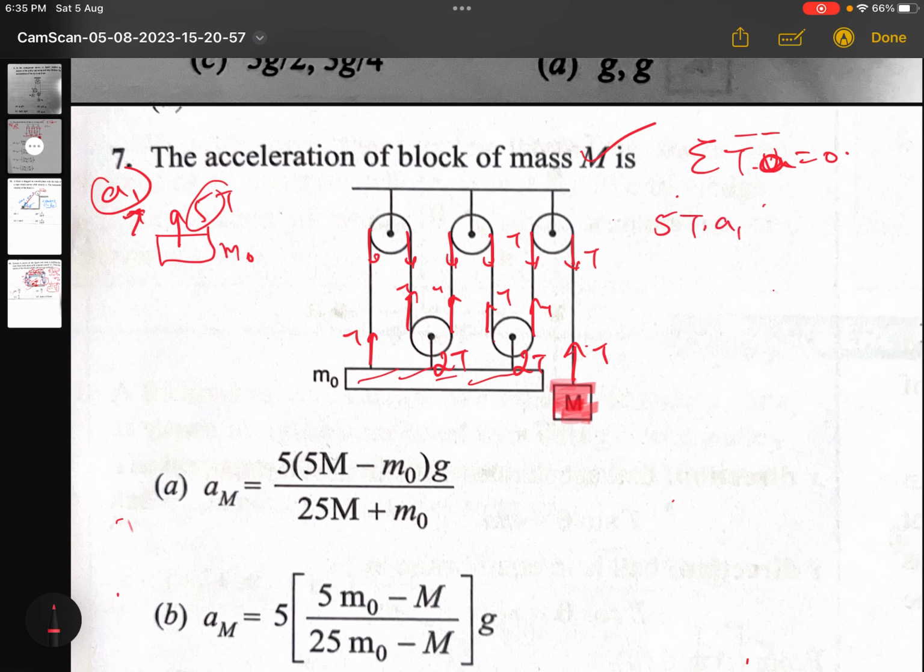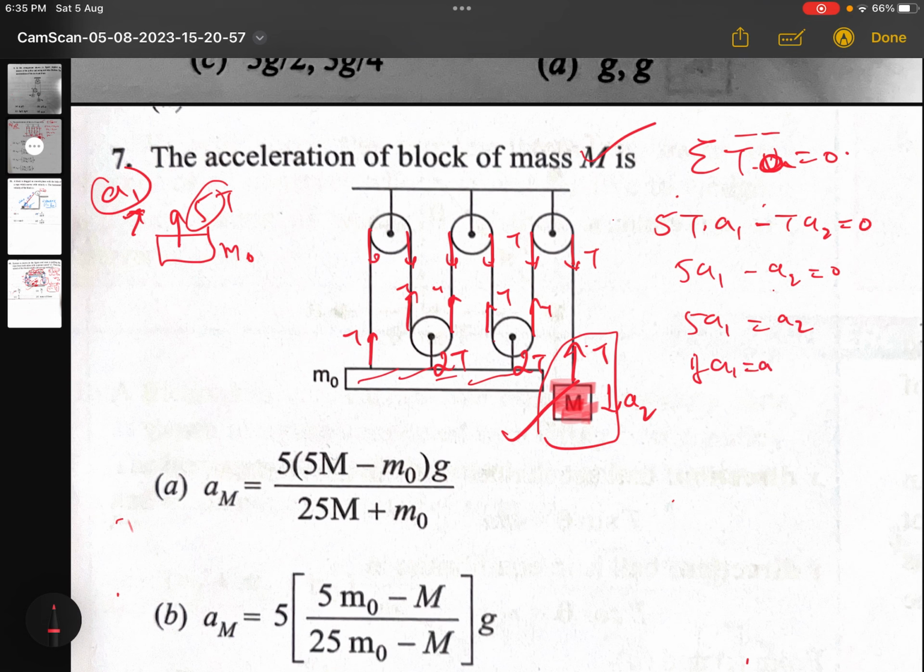So 5T into A1. Next, if you come to this block here, the tension is upwards and we can consider this block is going downwards with an acceleration A2. So 5T·A1 for the mass M0, and for mass capital M, I can write minus T into A2 is equal to 0, that's all. So therefore this is 5A1 minus A2 is equal to 0, 5A1 is equal to A2. Suppose A1 is equal to A, then A2 will be equal to 5A. That's what we can understand here.